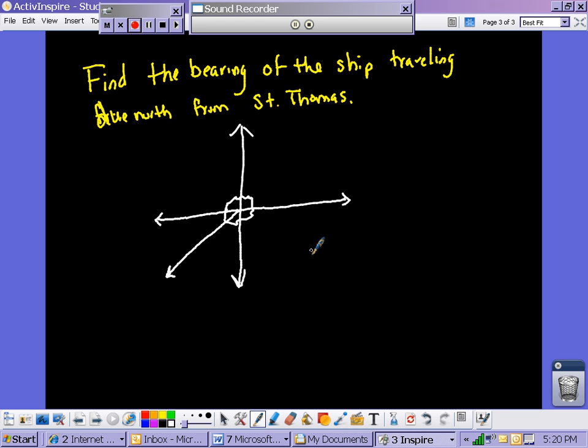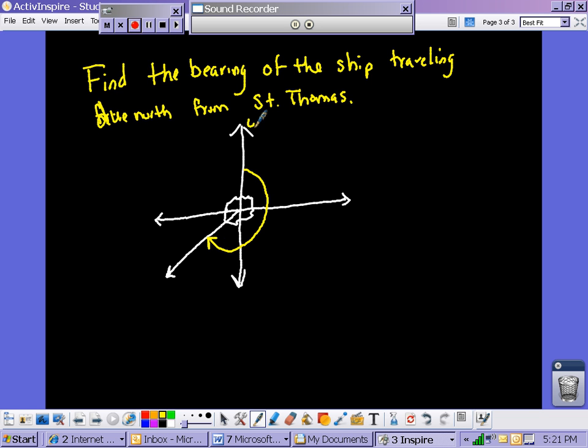All right. Kind of difficult because it's not exact, but you'll be able to get it. So this is what's all given. The picture and all is given to you. So because it said the ship was traveling due north from St. Thomas, so that's St. Thomas, that means we're going all the way around clockwise to here.